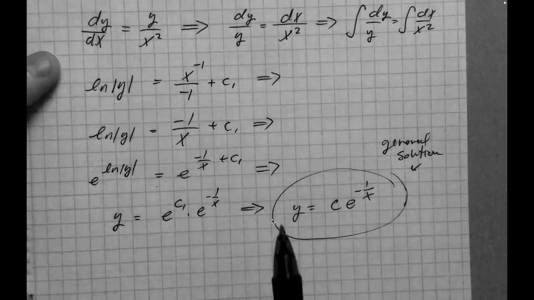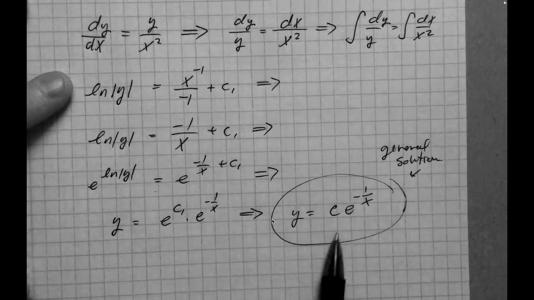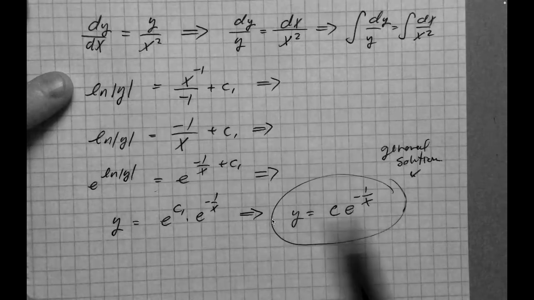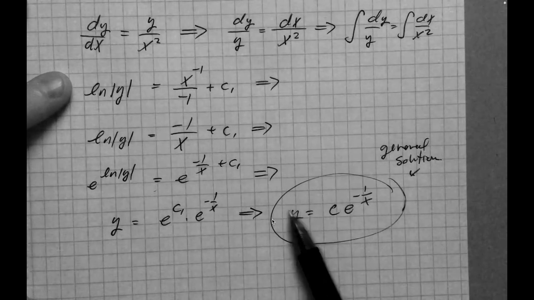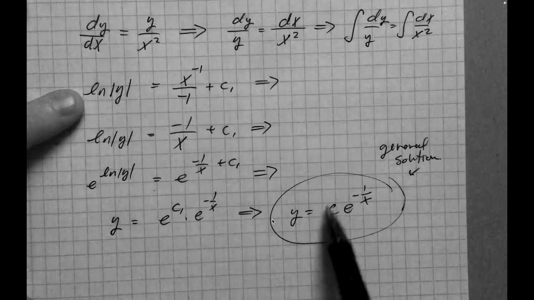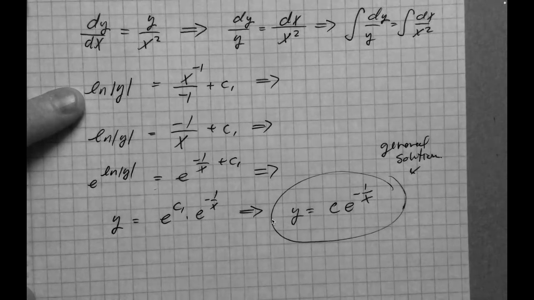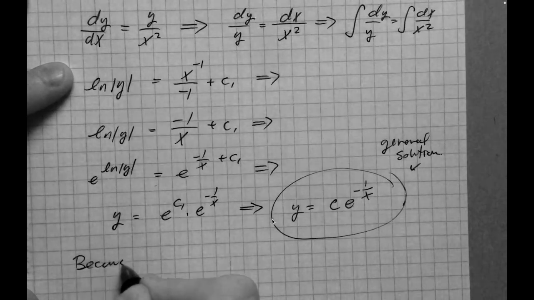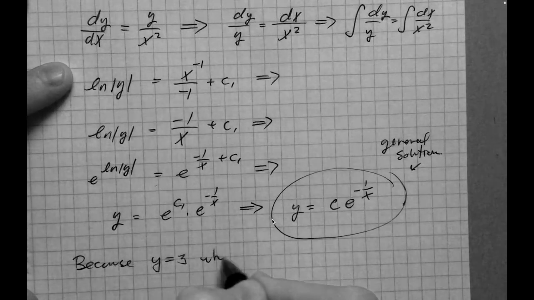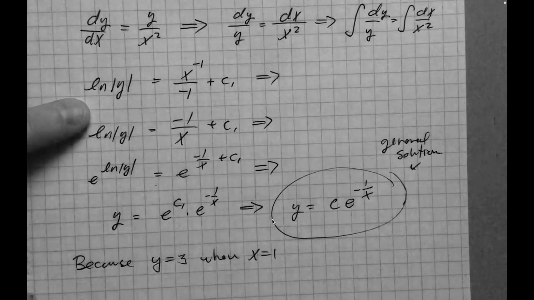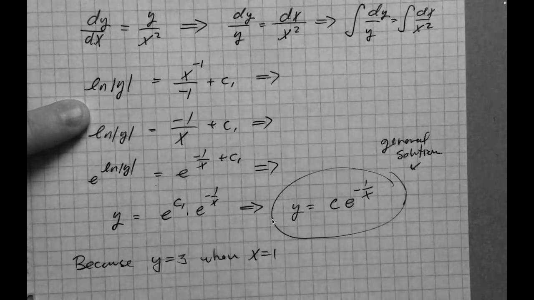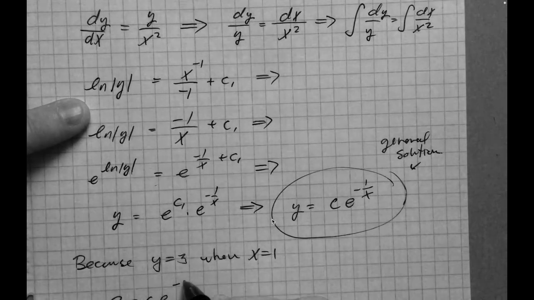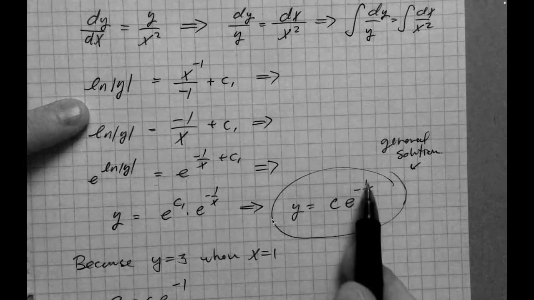Because remember, we're looking for the curve that passes through a particular point. Depending on what C is, this is going to pass through lots of different points. It may or may not go through (1, 3), depending on the value of C. So we need to figure out what C is. Because y equals 3 when x equals 1, we can determine what C is. So that would mean that 3 equals C e to the negative first power. So it would be negative 1 over 1.